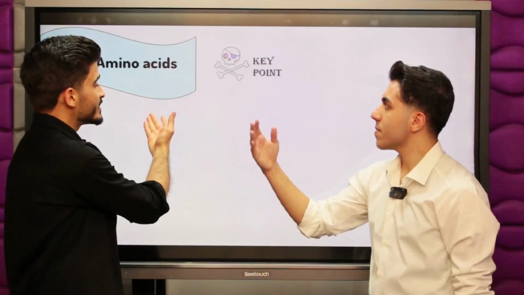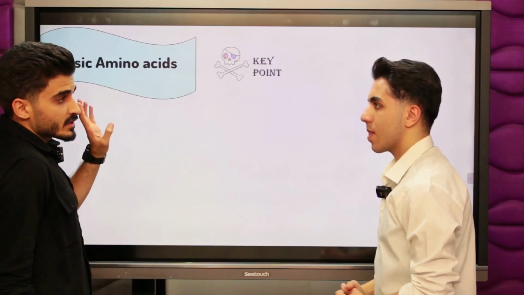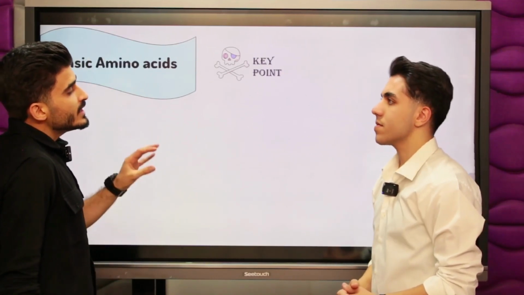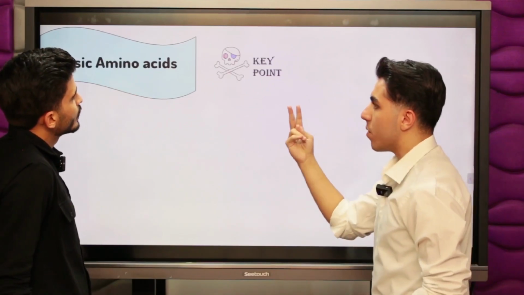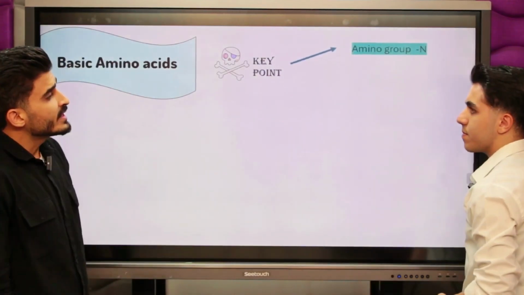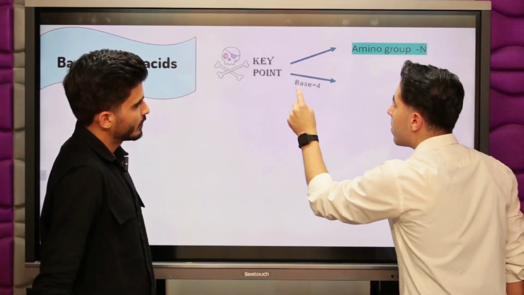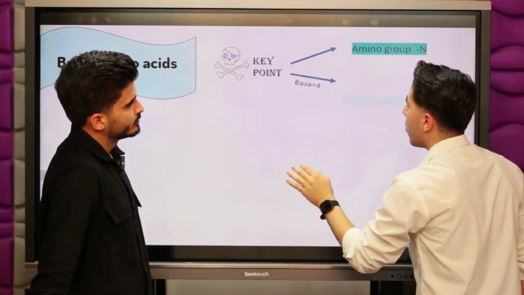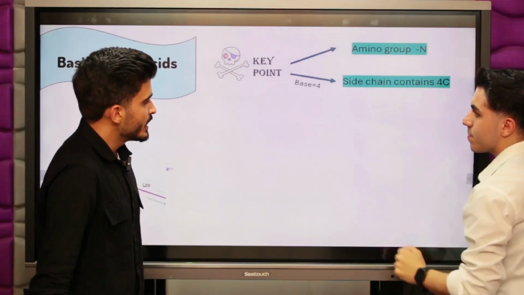The last group is basic amino acids. If you put them in solution, the pH will be more than 7. There are 2 key points to remember the structure of basic amino acids. Firstly, they all contain an amino group. Secondly, because the word base has 4 letters, they all contain 4 carbons in their side chains.